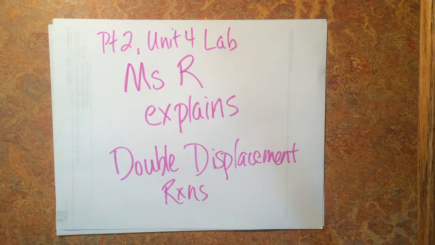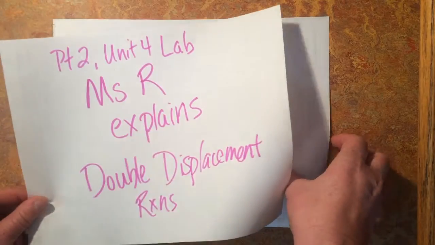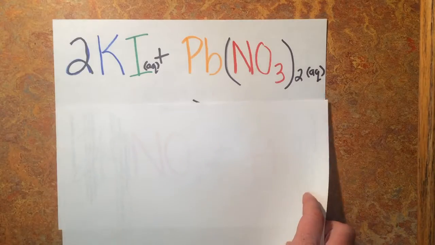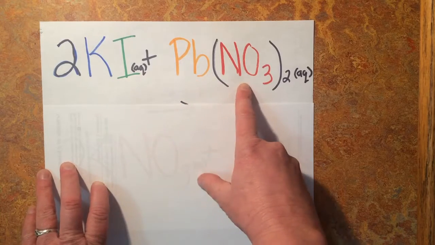Hello, this is MsR, and I'm going to explain double displacement reactions. Note that this video will only contain one reaction, not two like you're supposed to do. So we're going to start out with potassium iodide and lead nitrate.